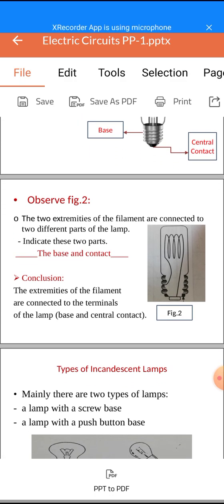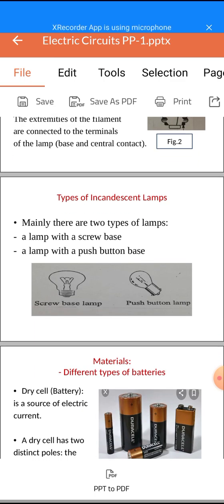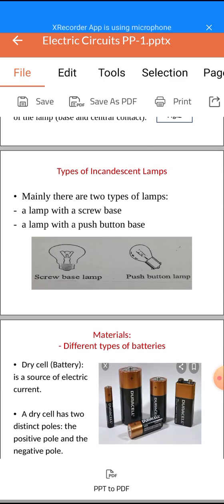In figure 2, we can see now that the two extremities of the filament are connected to two different parts of the lamp, which are the base and the central contact. So the extremities of the filament are connected to the terminals of the lamp, the base and the central contact. We have two types of incandescent lamps: a lamp with a screw base and a lamp with a push button base.